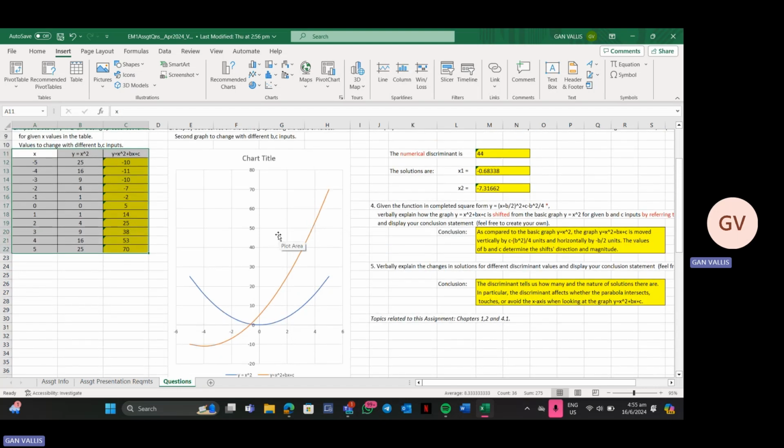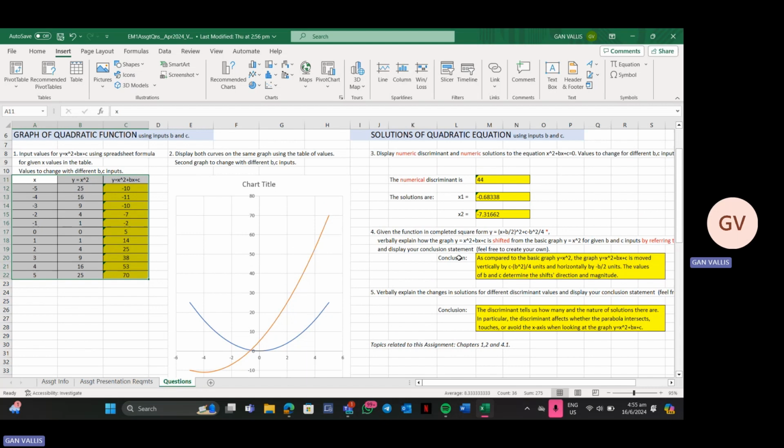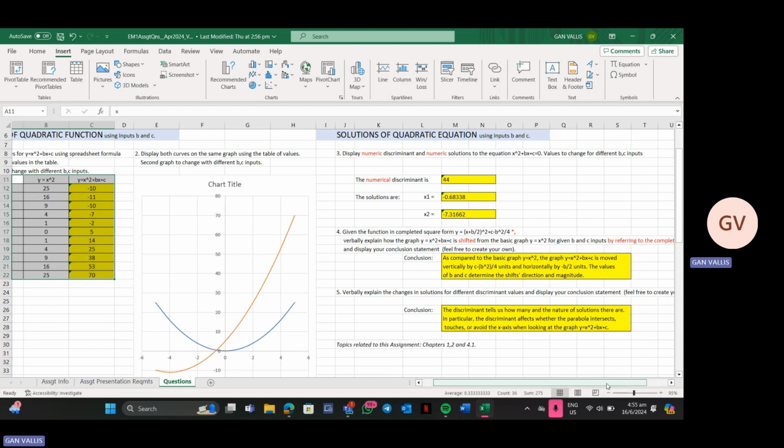For question 3, I have to find the numerical discriminant through various b and c inputs. The discriminant is used to determine the nature of the roots since this is a quadratic equation of y equals x squared plus bx plus c. The discriminant is F4 squared minus 4 times 1 times H4, with a equals 1. For determining the solutions of the equation, the formula x equals minus b plus or minus the square root of the discriminant, divided by 2a, is derived.